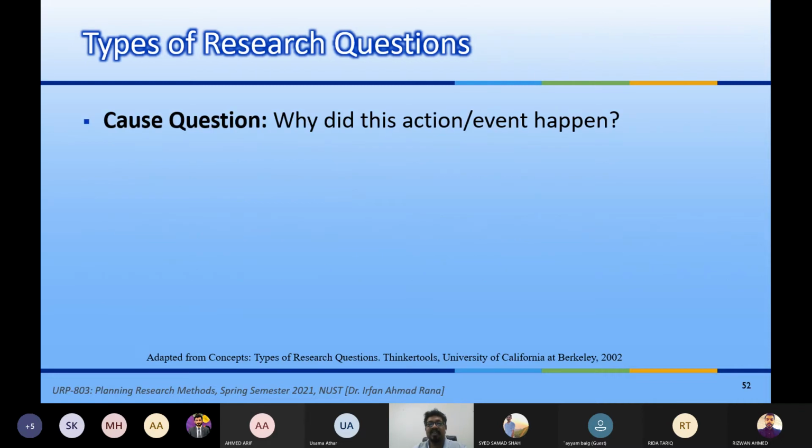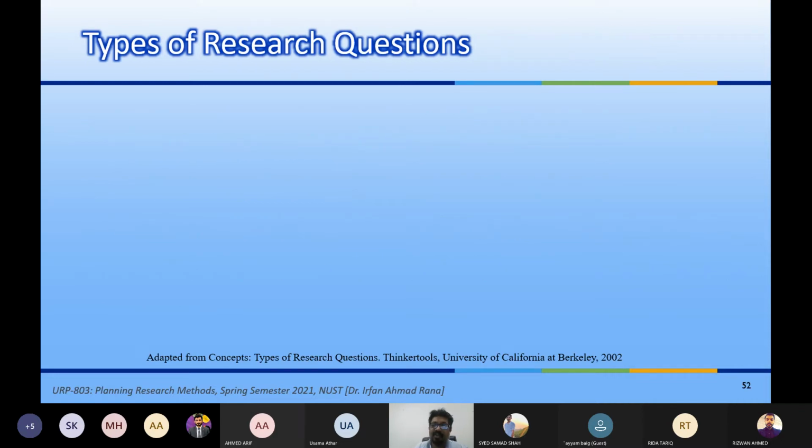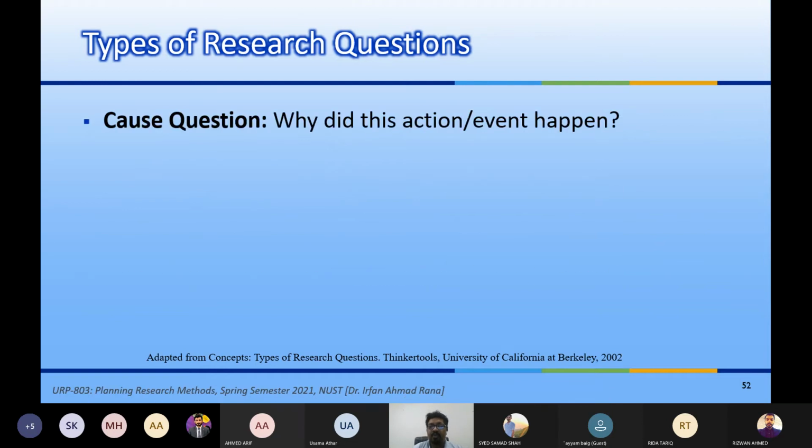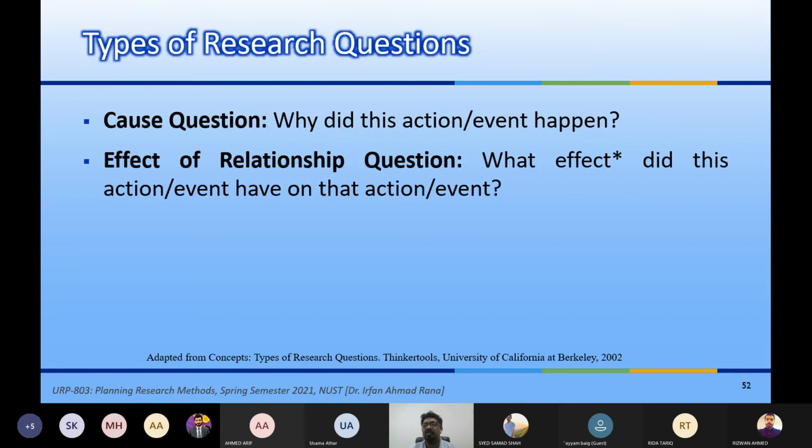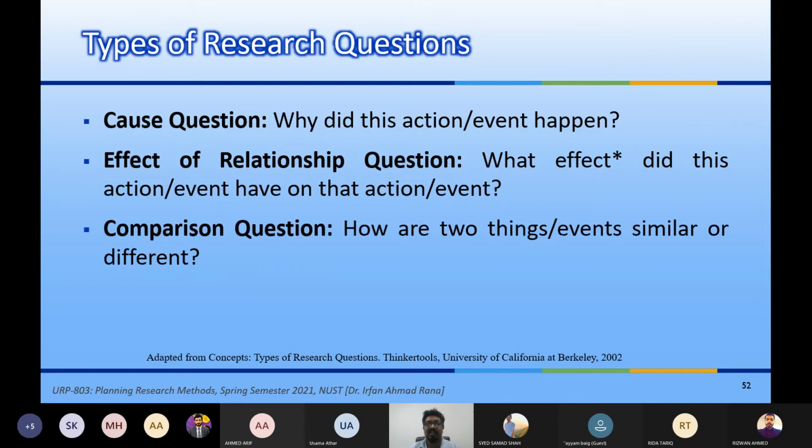Okay, now these are the types of research question. This is very important. Firstly, the why question: why did this happen? Then the cause and effect question, the relationship question: what was the effect on this and on that? Influence factor, so effect of a relationship question. Question types are like this. Then the comparison question: how these two things are similar or different.